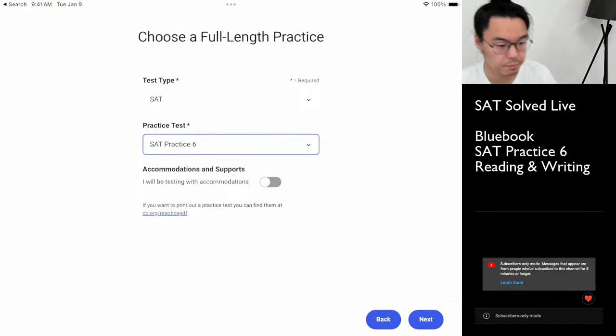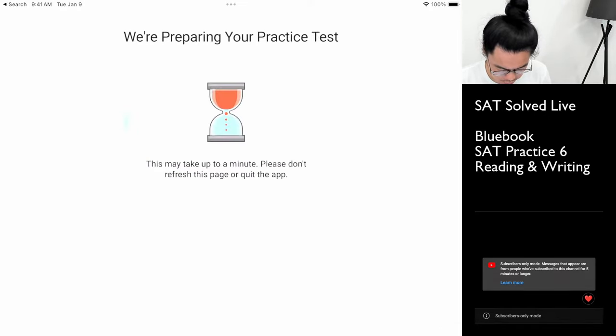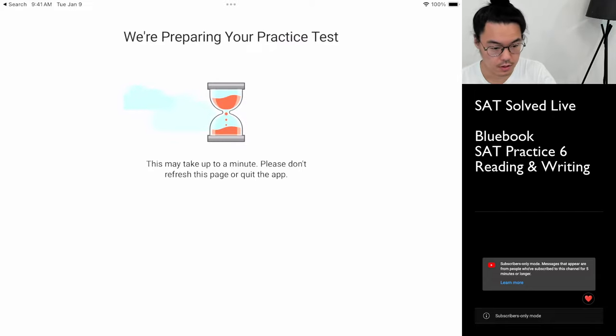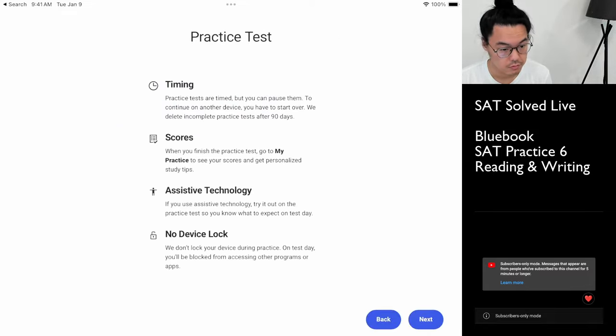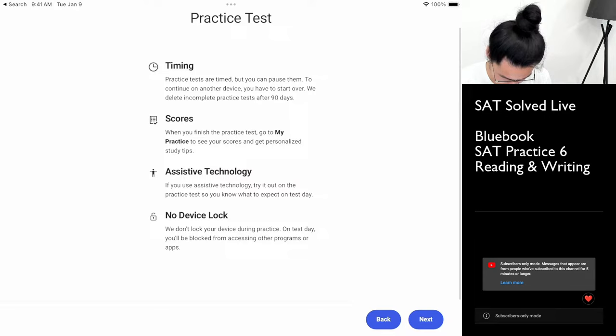All right, I think that's basically all I really need to say. We can get into the test itself. Here we go. All right, so practice test 6, reading and writing. Here we go. Three, two, one, let's go.